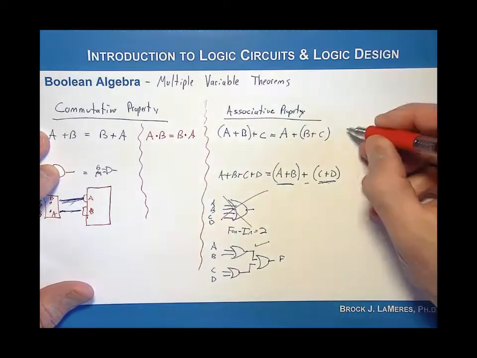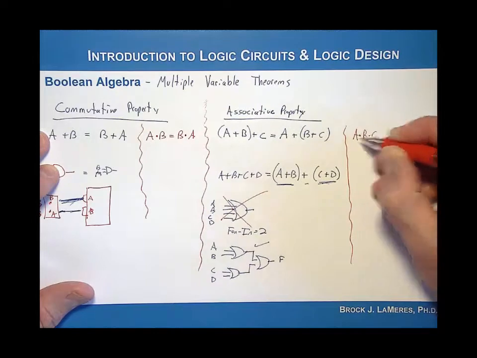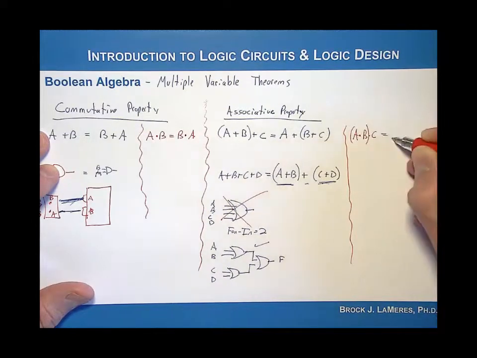Okay, the dual of this will simply be A ANDed with B ANDed with C, and if I group A and B together, that's the same as if I had A ANDed with B ANDed with C, and I group B and C together.